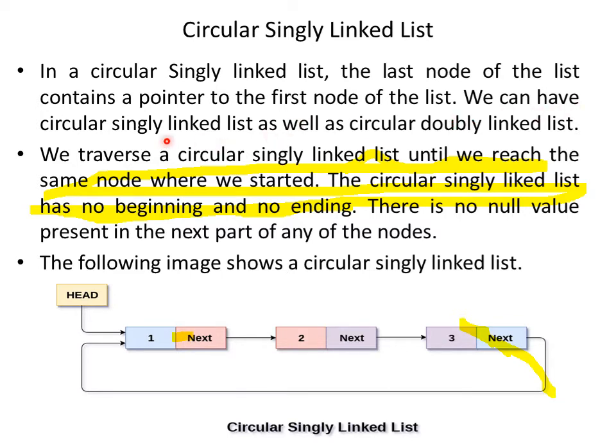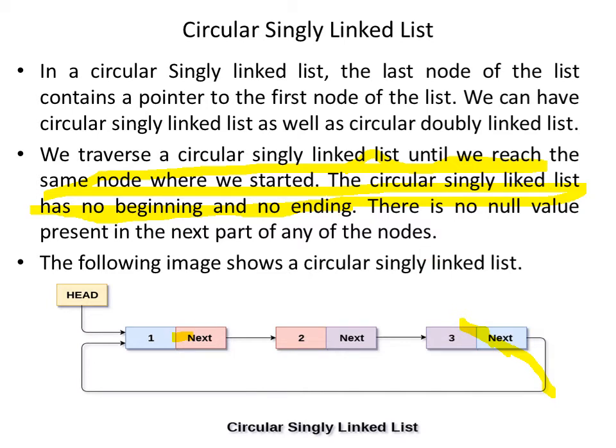We can have a circular linked list as well as a circular double linked list. Both are there. In a double linked list, what? Two sides it is done. Here you can see this is one side and this is the second side. That means in both ways it can be done. If it is done, then we will call it a circular double linked list. We traverse a circular single list until we reach the same node where we started. The circular singly linked list has no beginning and no ending. There is no null value present in the next part of any node.